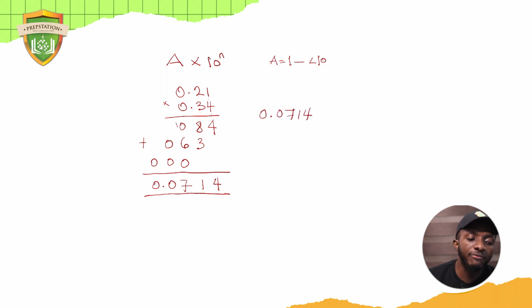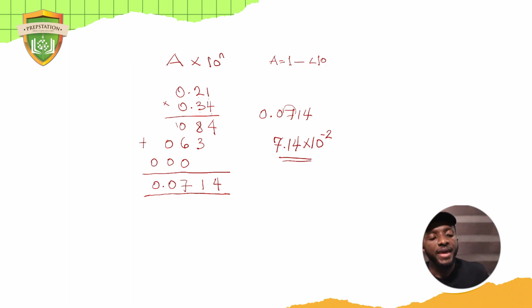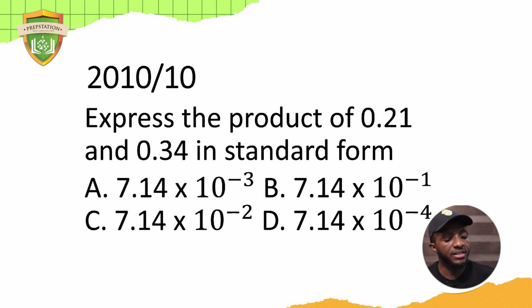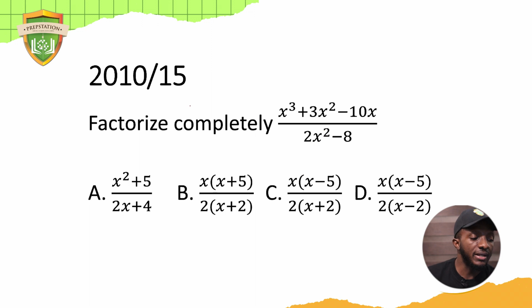So this is the answer, 0.0714. So we will have to move this decimal point. So we move it one place, two places. If you move two places, you have 7.14 times 10 raised to the power of -2. Now, please take note, when you're dealing with standard form, every movement to the right gives you a negative power, and the movement to the left gives you a positive power. So we have 7.14 times 10 raised to the power of -2. So let's see our answer. The answer there is C. That's the correct answer.